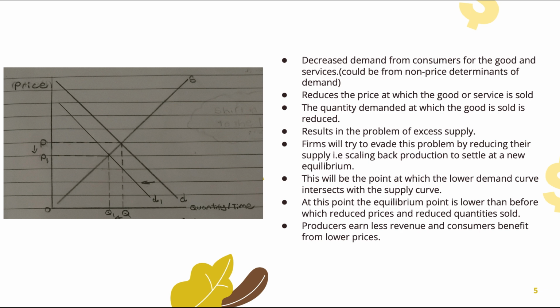So now what happens is that they might want to reduce production by, for example, scaling back that production if they cannot operate at that lower price. This then eventually results in the market settling in at a new equilibrium point where the lower demand curve intersects with the supply curve. At this point, the equilibrium price is lower than before, and the equilibrium quantity sold in the market is also lower than before. With the lower prices and reduced quantity sold, producers will earn less revenue, so many producers will cut back in production to adjust to that lower demand.